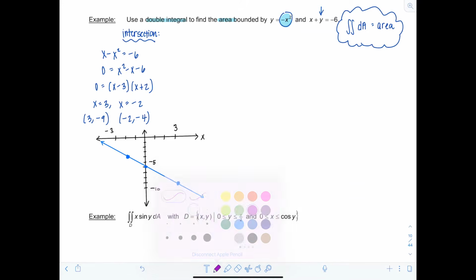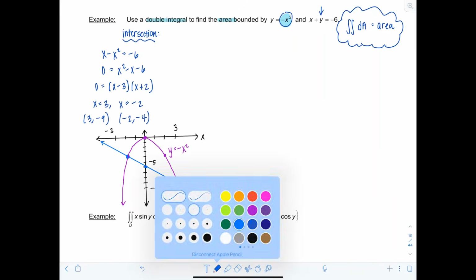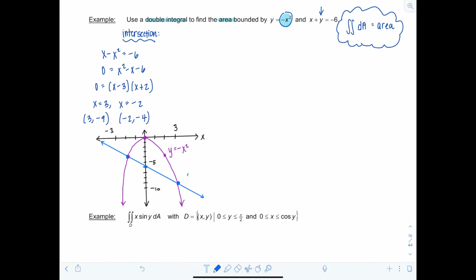And then now I'm going to graph the parabola. So it's just vertex sitting at the origin, opening downward. And it's going to intersect right there at (negative 2, negative 4). Nothing happens over here at (2, negative 4), but I'll just add it in for symmetry purposes. And then there's the other intersection at (3, negative 9). Okay, very nice. So remember, this is y equals negative x squared, and then the line is x plus y equals negative 6.